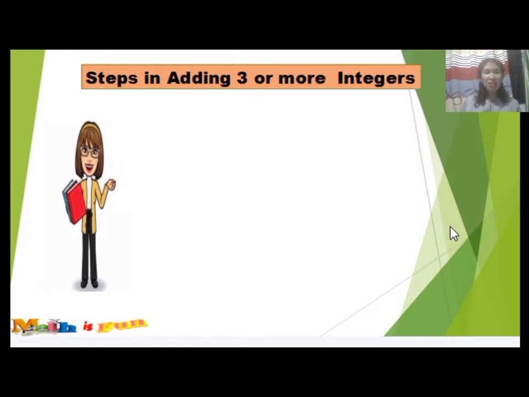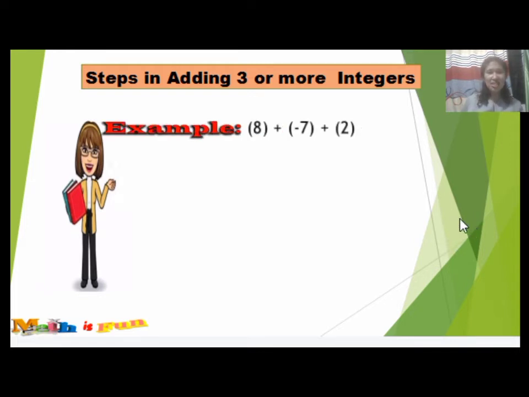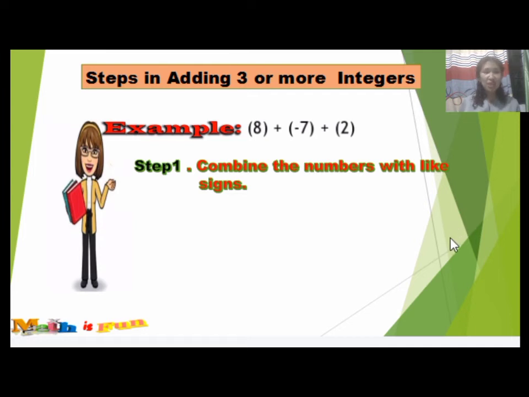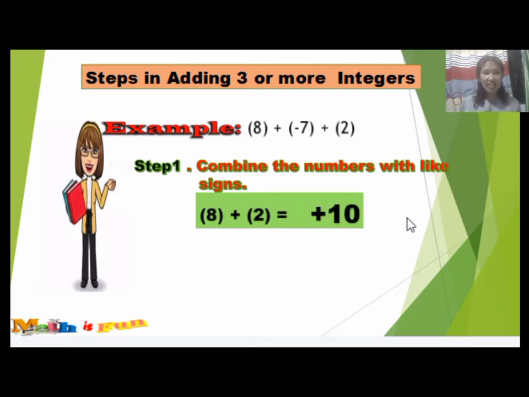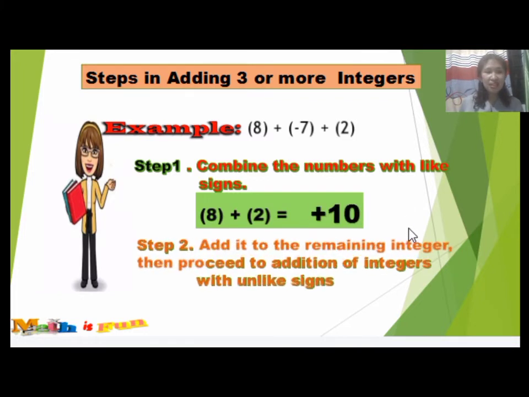Okay, just follow these steps in adding 3 or more integers. Let's have an example. 8 plus negative 7 plus 2. So the first step, you have to combine the numbers with like signs. In this example, the numbers that have the same signs are 8 and 2. They are both positive. So combine it. The answer is 10. Then after combining, proceed to step number 2.